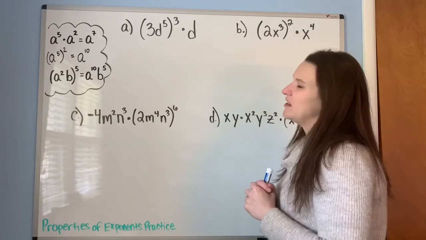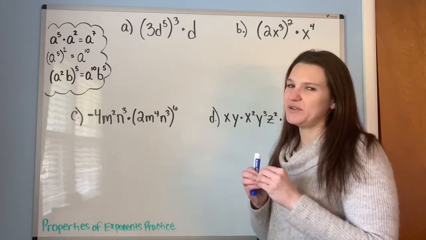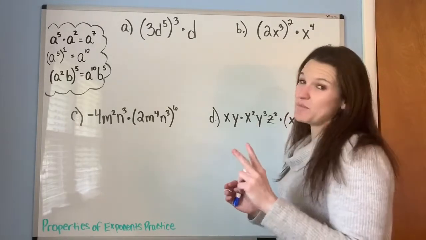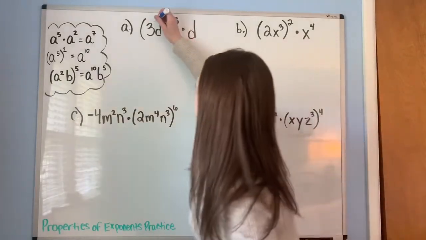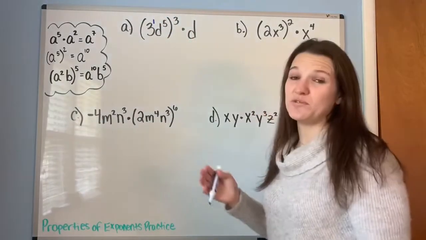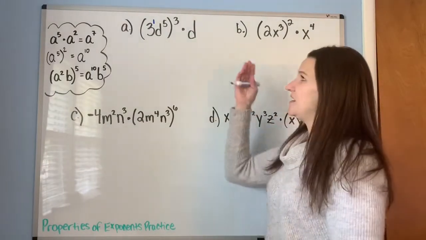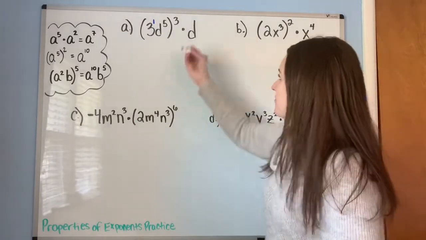Well, I know we have power to a power, but the other thing I really want to pay attention to is how many bases I have inside the parentheses. There's 2 different bases. There's the 3 and the d. I'm going to put an exponent of 1 on the 3, only so I remember that that is a base and that I need to multiply those. So let's simplify that first.